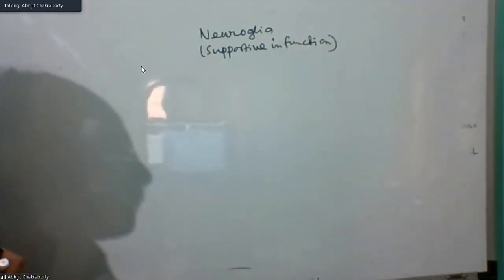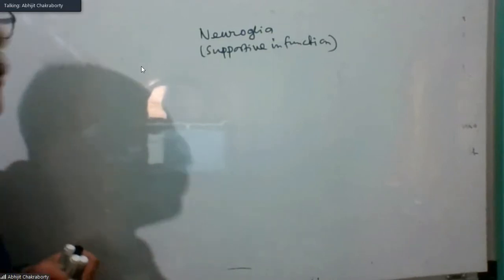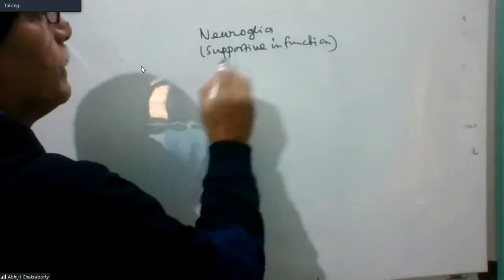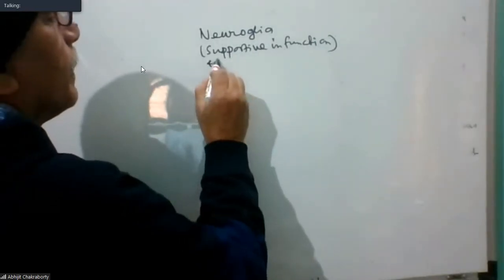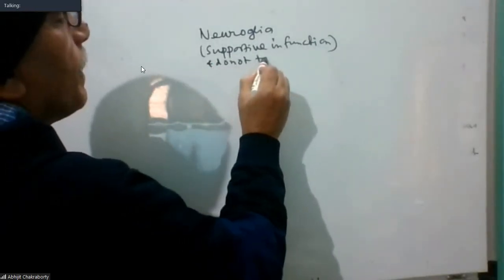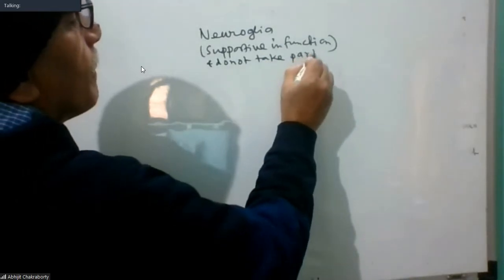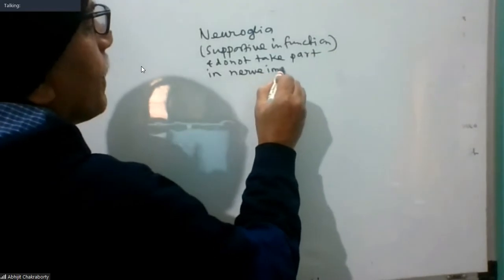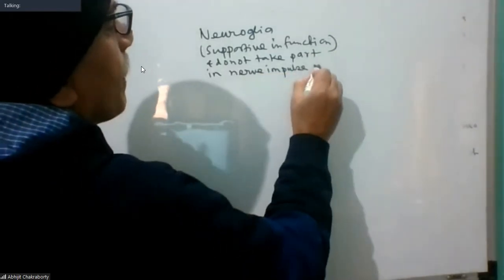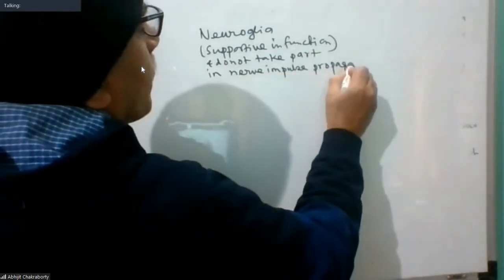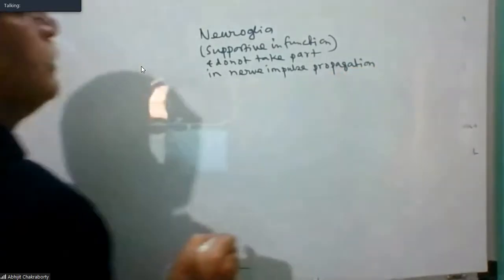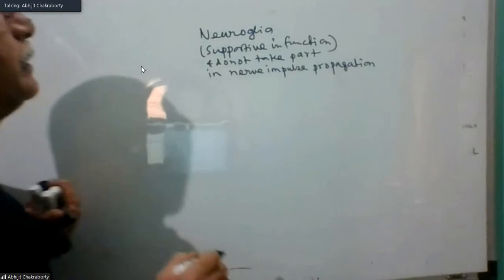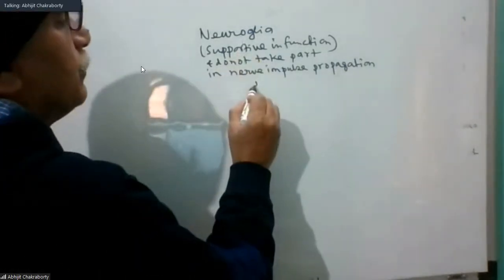Neuroglia are supportive in function. They do not take part in nerve impulse propagation. These are two types.